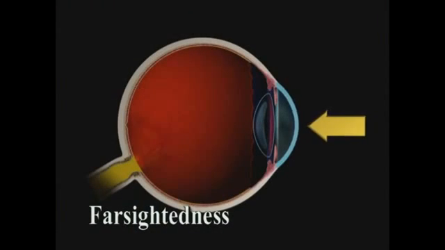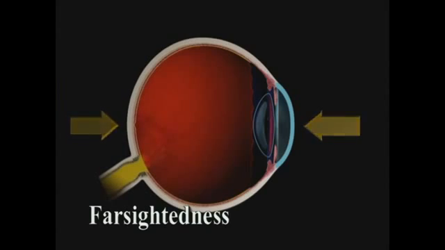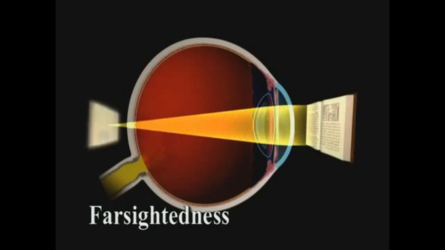Farsightedness occurs when the cornea is too flat or the eye is too short. This causes light to come to a focus at a hypothetical point somewhere behind the retina. People who are farsighted can experience blurry distance and also blurry near vision. But when a farsighted person is young, their distance vision is usually better than their near vision.